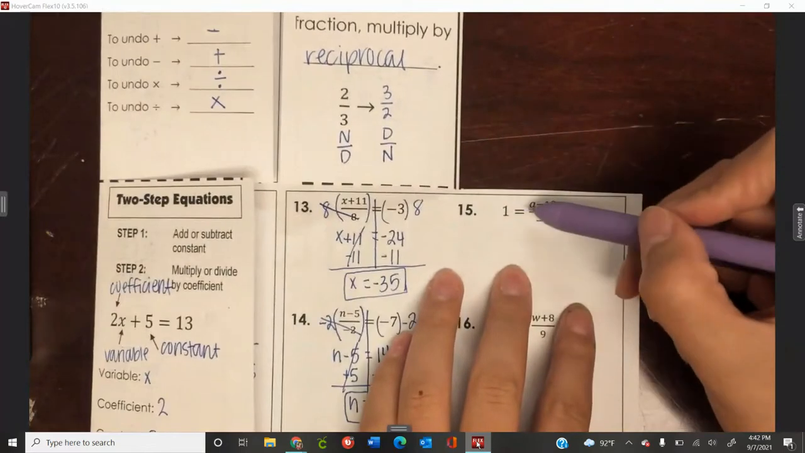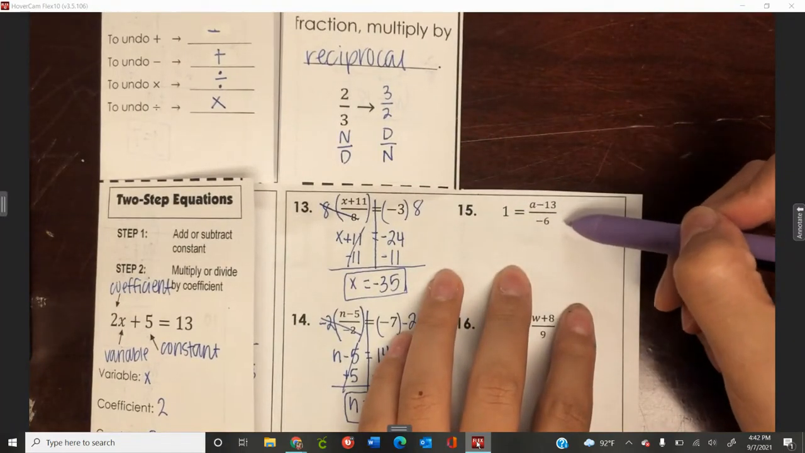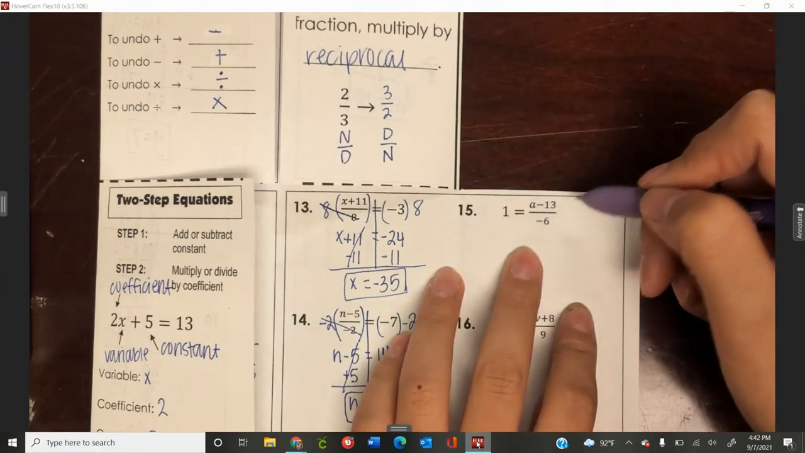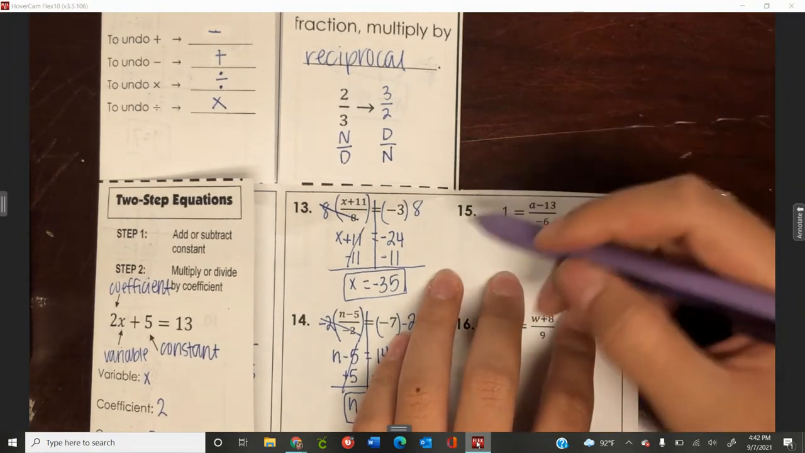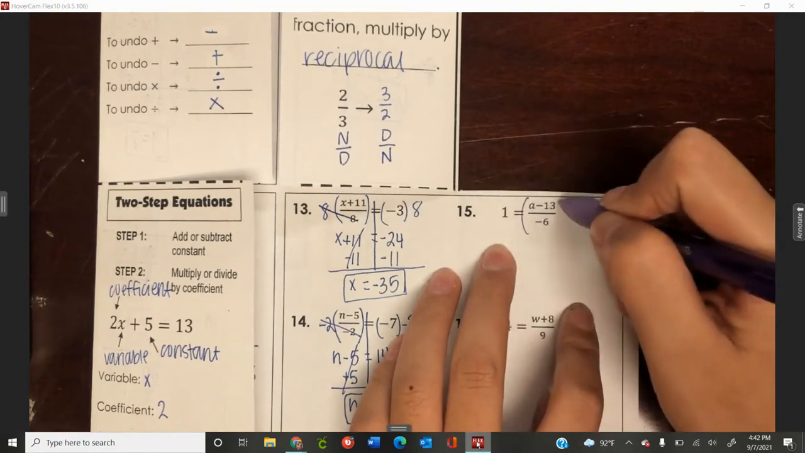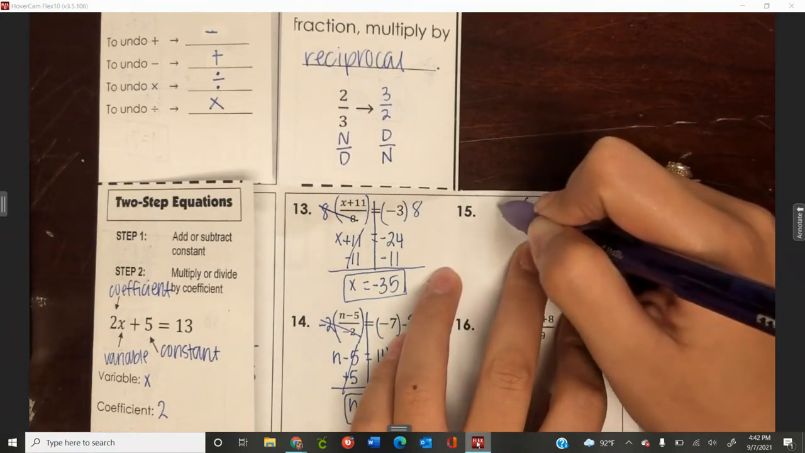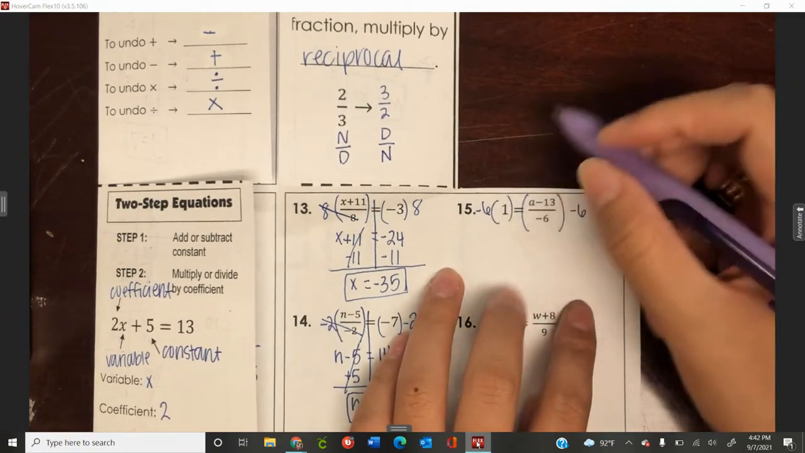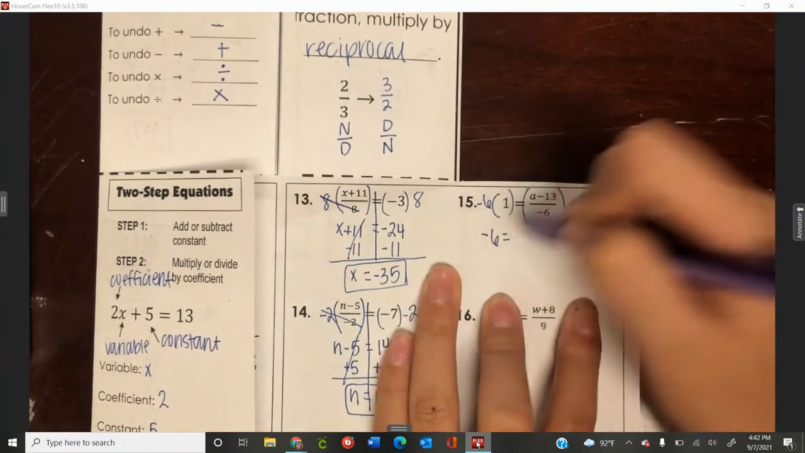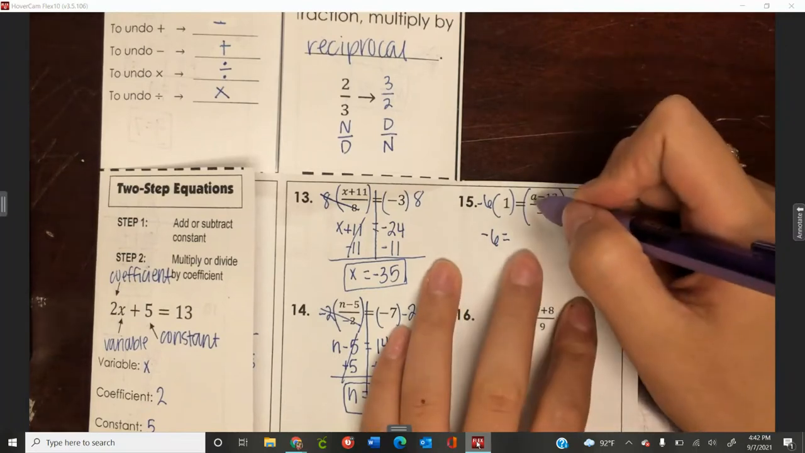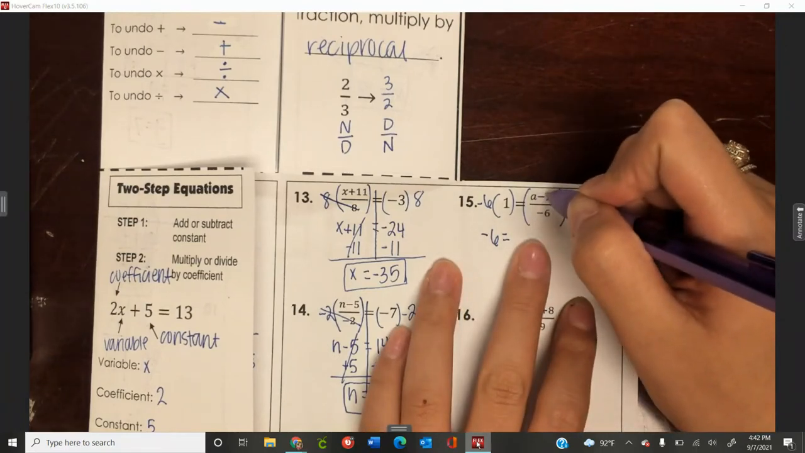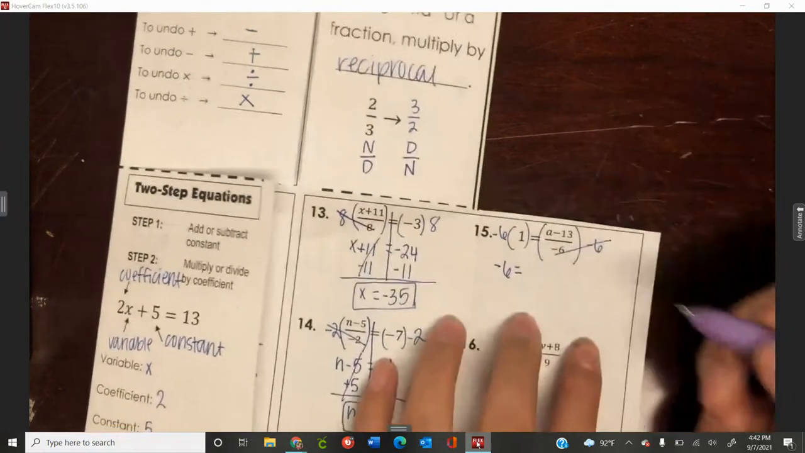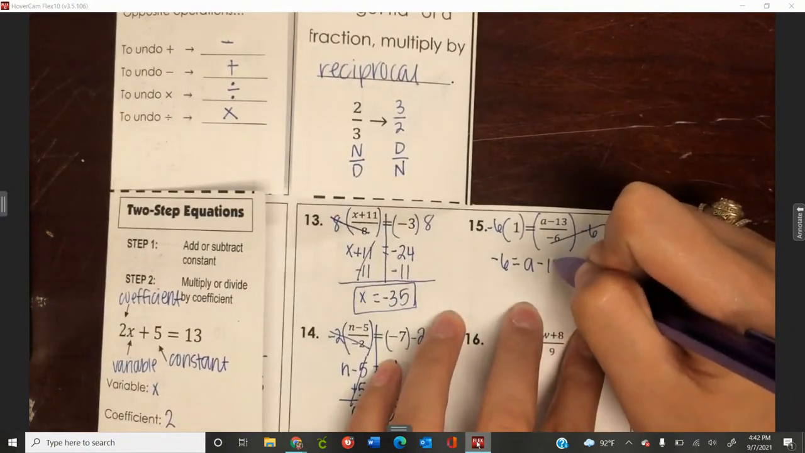Number 15, we have 1 equals a minus 13 divided by negative 6. So again, I need to take care of this fraction before I can move anything over. So in the denominator, I have negative 6. So in order to cancel this out, I'm going to multiply by negative 6 on both sides. So negative 6 times a positive 1 is negative 6. And this equals a minus 13 over negative 6, which these negatives cancel out. And we can bring down a minus 13.